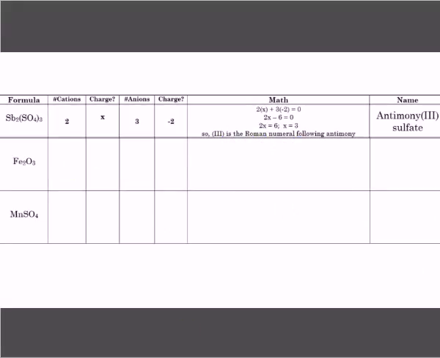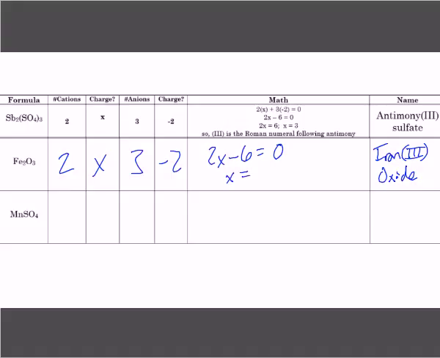All right, the next two that you have there. Anybody want to take a stab at Fe2O3? Tony? Iron 3 oxide. Yeah, that is iron 3 oxide. We've got 2 cations, we have 3 anions, -2 charge there. This one's a little bit harder to maybe do in your head. You've got that -6 charge, so you get 2x minus 6 equals 0. When you solve for x, x definitely equals 3. Now, this next one is a little bit more of a challenge.